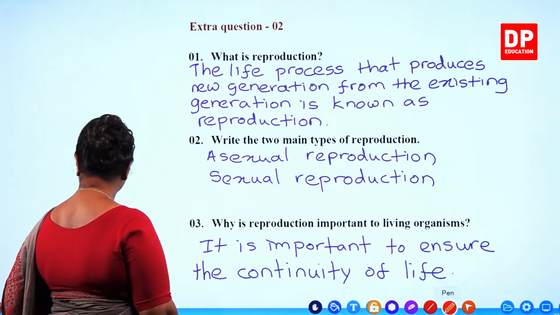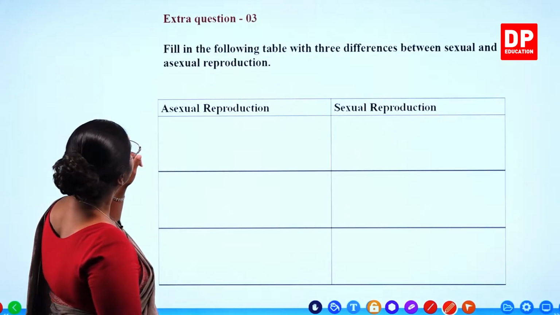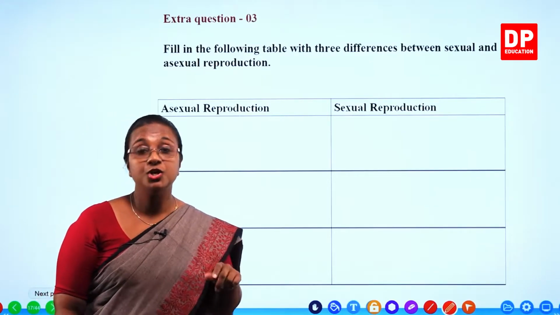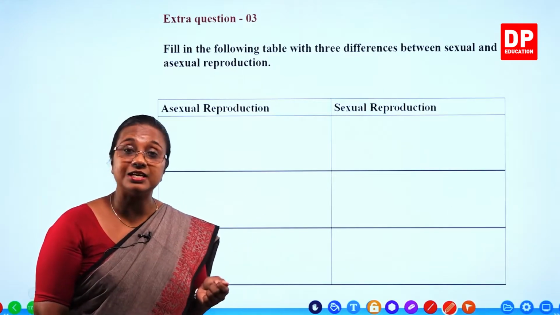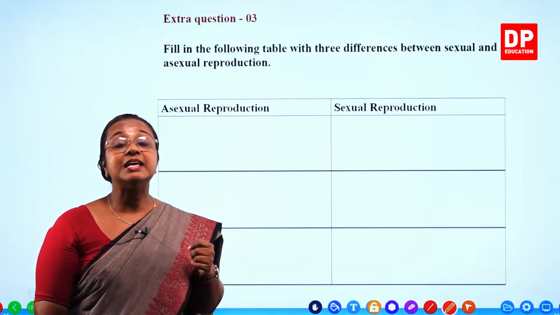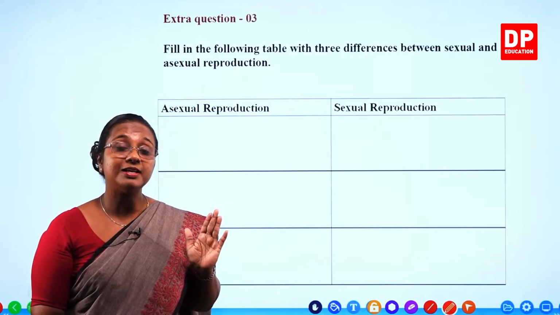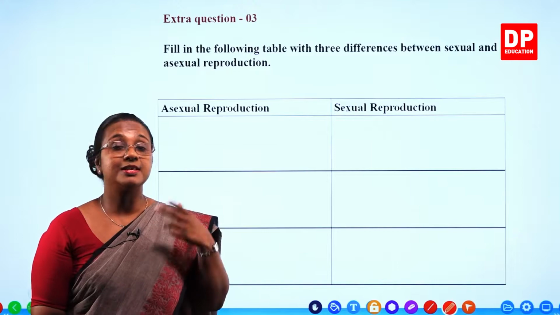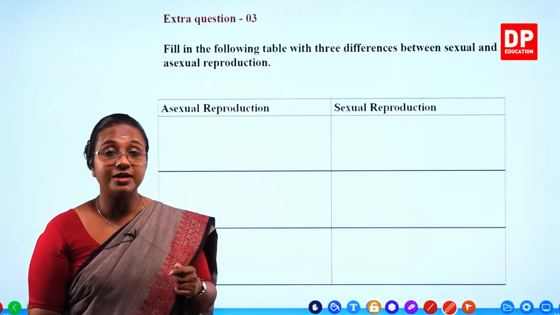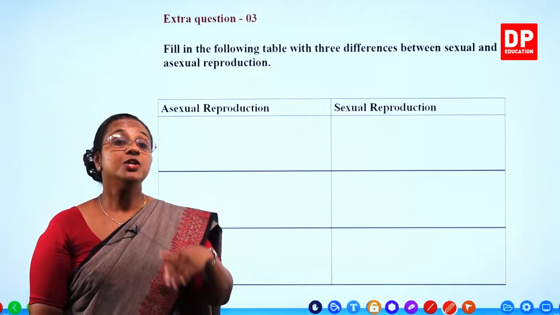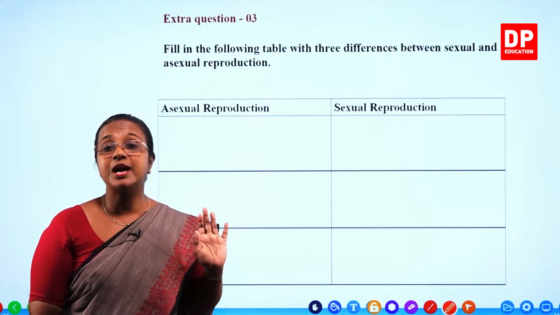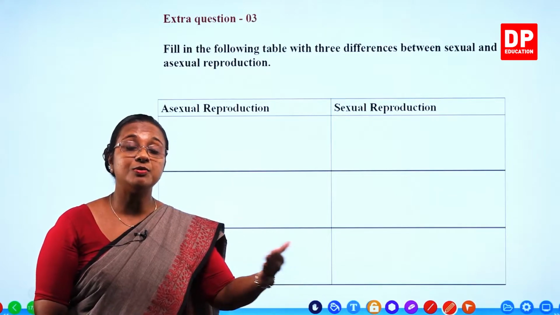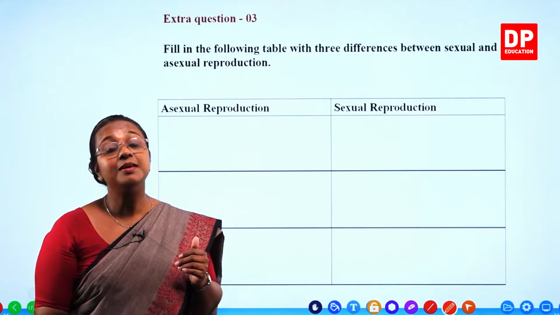So the next question. Extra question 3. Fill in the following table with 3 differences between sexual and asexual reproduction. You all can remember, in asexual reproduction, there is only one parental organism that contributes for the reproduction. Whereas in sexual, there are 2 parental organisms, one is the maternal organism, the other one is the paternal organism. In asexual reproduction, there is no production of gametes. But in sexual reproduction, gametes are produced, either the pollens and ovules in plants or sperms and eggs in man.